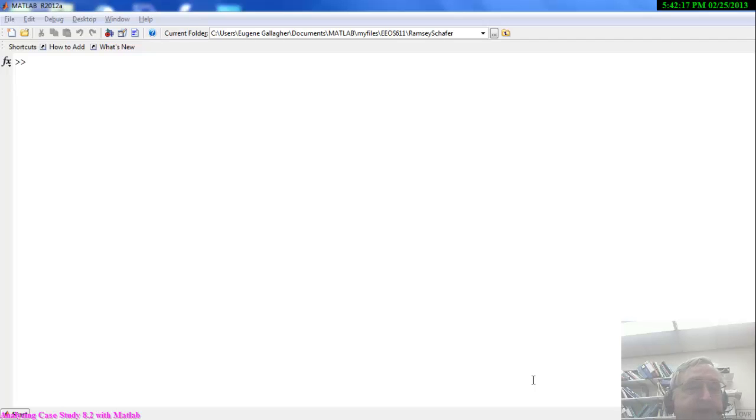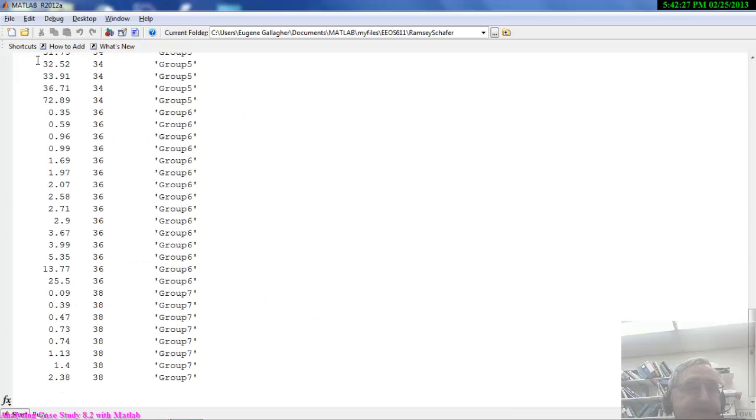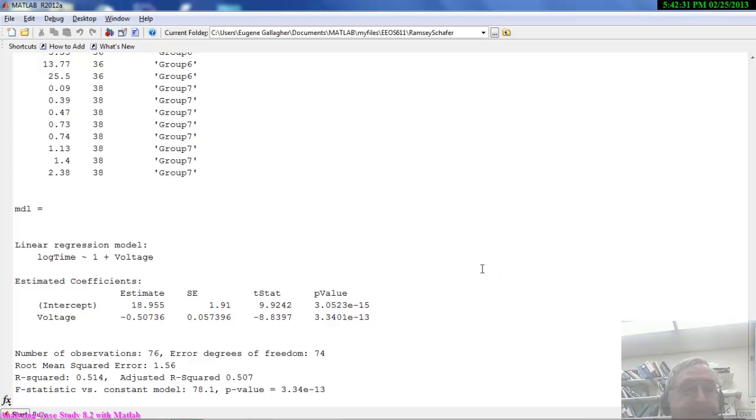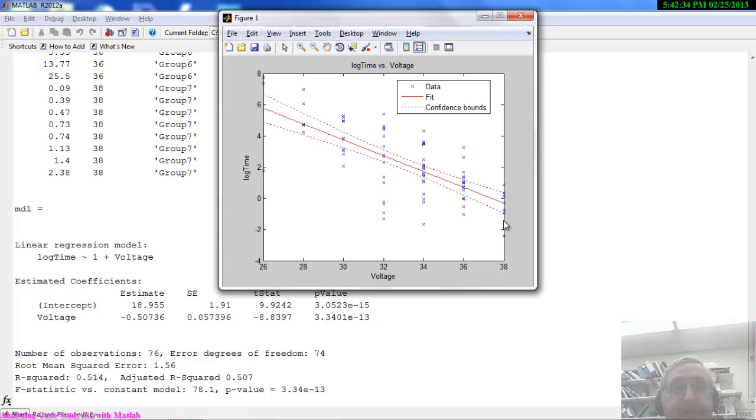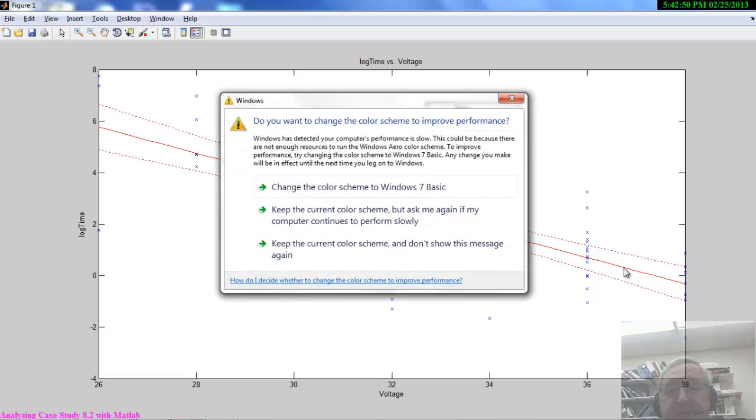So the program is Ramsey Schaefer, RSCS 0802 third, for the third edition of Statistical Sleuth. There are the data. This is a breakdown time of fluid. Here is a diagnostic plot, just a linear regression that you get of log of breakdown time versus voltage for the insulating fluid. This one's not a publication quality graphic, but it does give you an idea of the fit, and the fit appears to be quite reasonable.